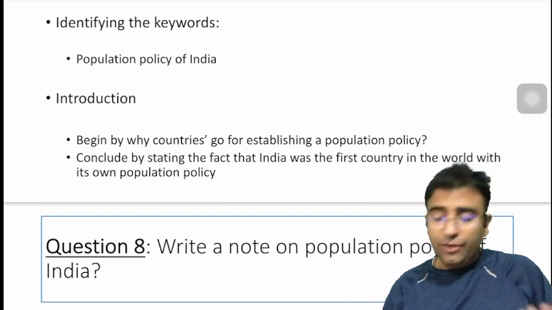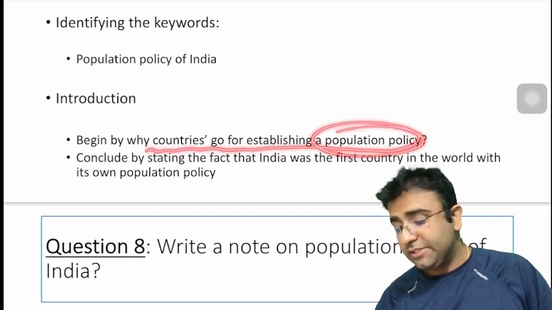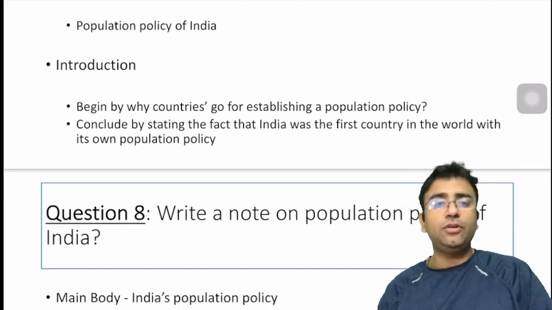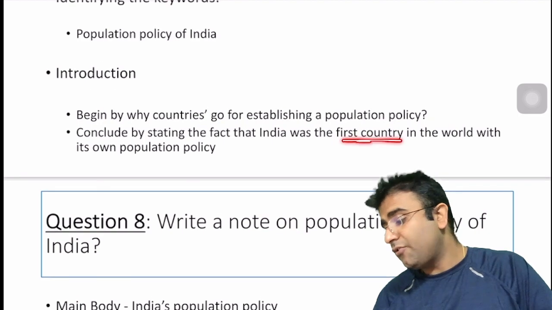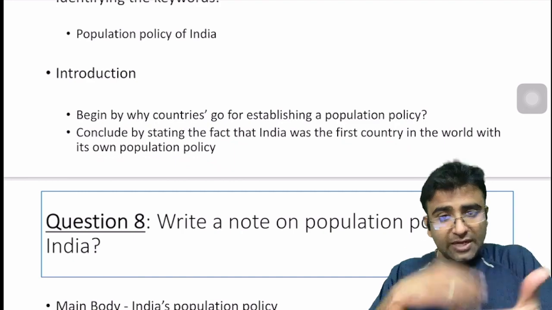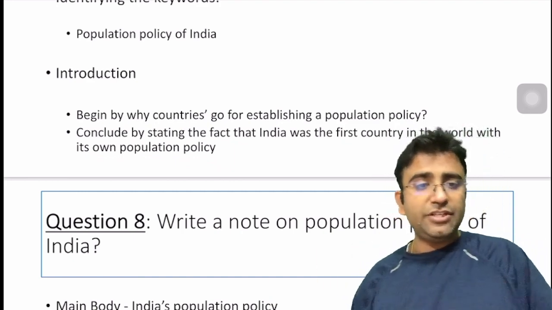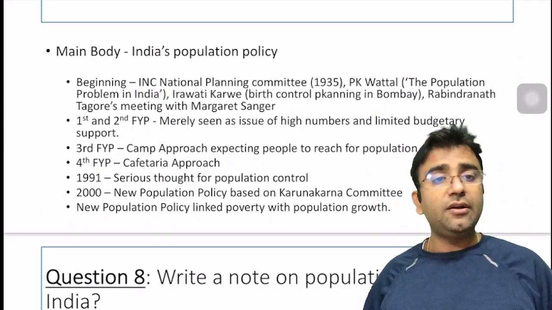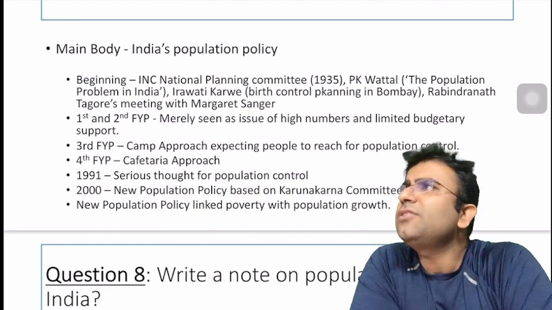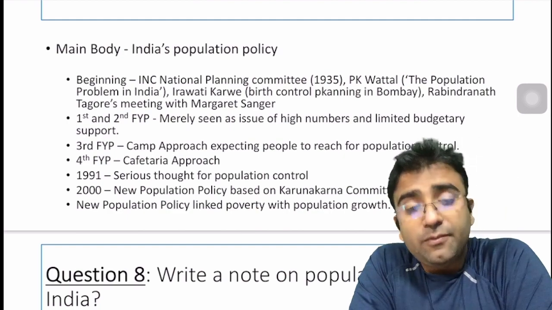All right, so here you are going to begin by telling why should countries go for making a population policy, and you will conclude by mentioning a fact about India's population policy, that India was the first country in the world with its own population policy. This will set the stage where you can link your introduction with the main body, which is about the population policy of India. In the main body, you will write that India was among the first country in the world to incorporate population planning as part of its 5-year plans.